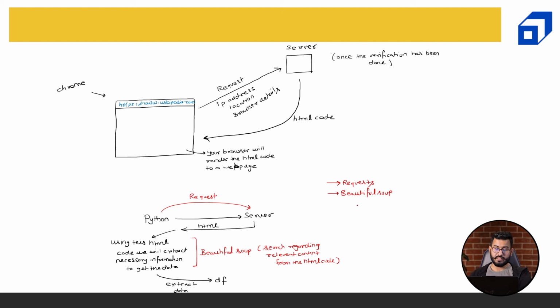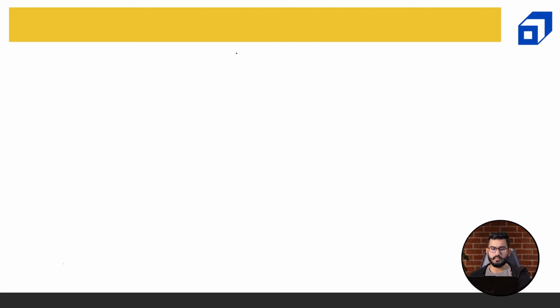Now, before we can jump to the Python interface to actually carry out this operation, we need to briefly understand how HTML code looks like. You have to understand the structure. So let's understand the structure of the basic HTML code. Now the HTML code, first of all, HTML stands for Hypertext Markup Language.